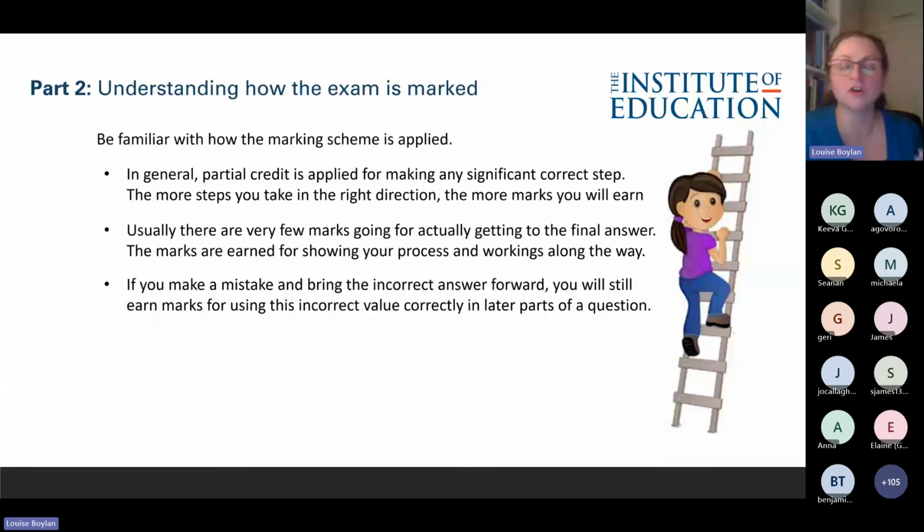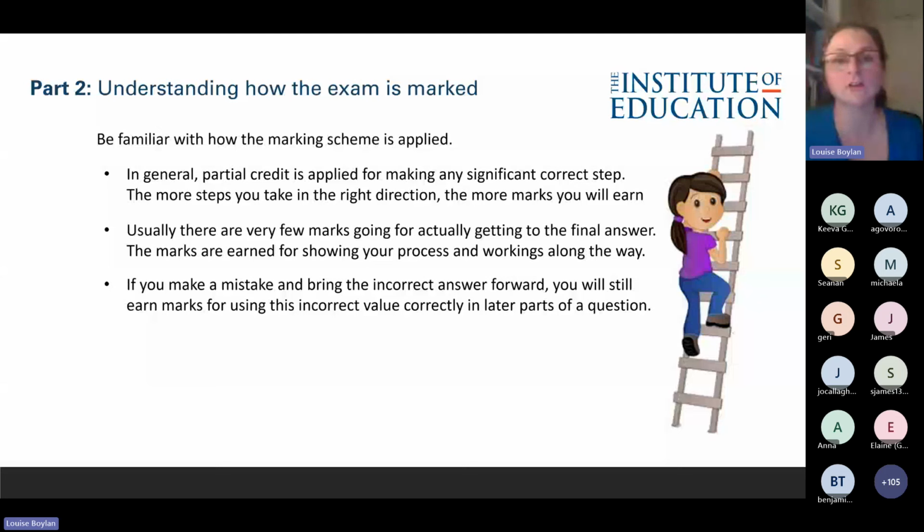There's no marks for blanks. That's my other mantra, right? There's no marks for blanks. So make sure that you do your best, fill in every single box on the page, do something, write something, write down a relevant formula, put numbers into the formula. Now you'll be on the ladder, right? Draw a diagram, engage with the information.